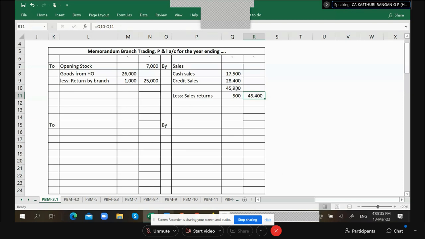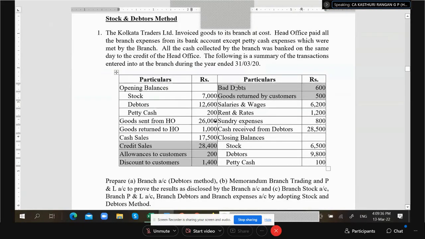See, where is sales return? The problem says sales return by customer, 500, that is sales return. Don't confuse return by branch and return by customer. Return by branch means branch is sending the goods back to HO. When I say return by customer, what happens? Customer is returning goods to the branch. Understand carefully. Okay.